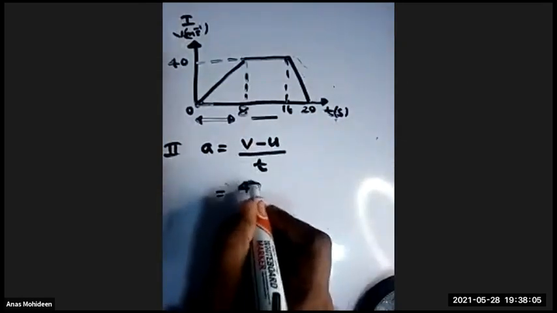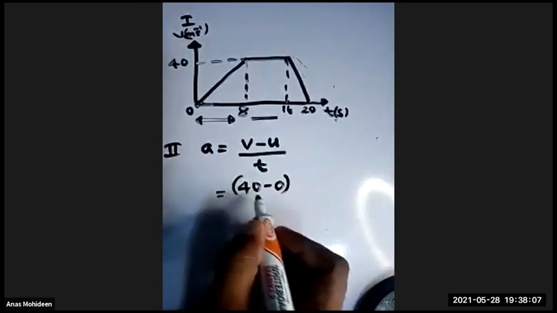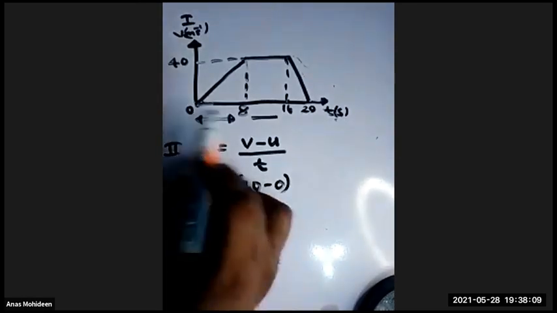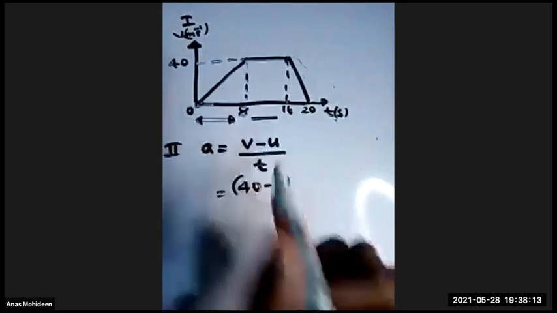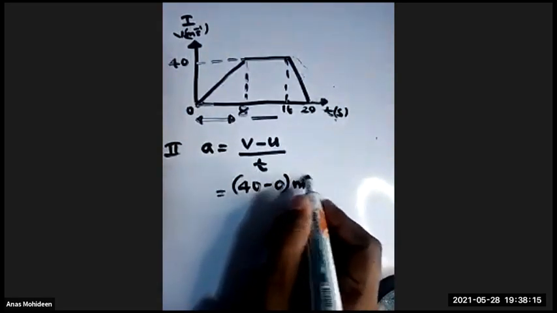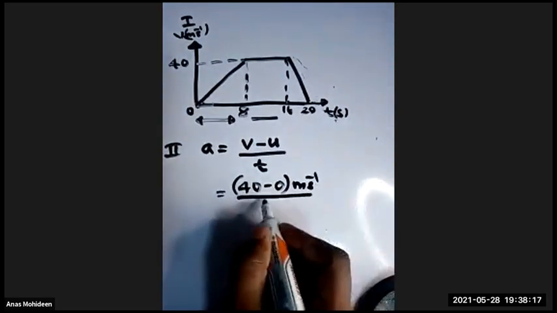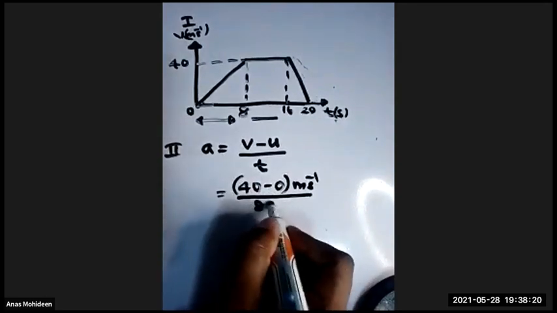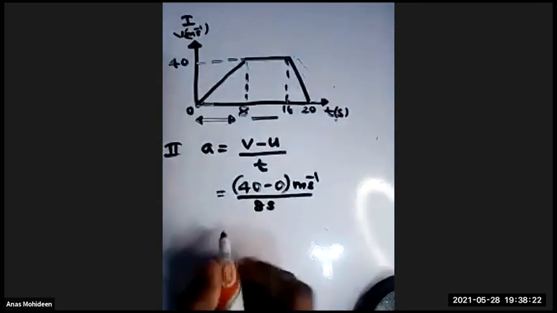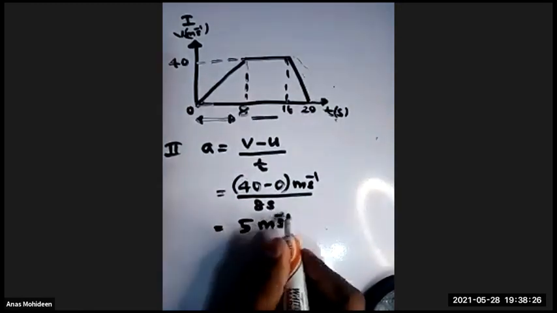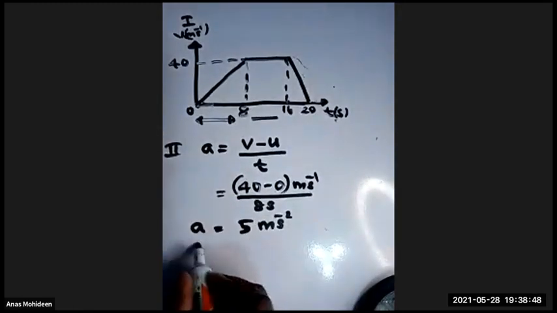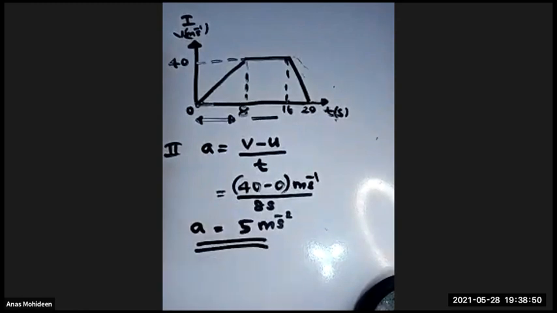Accordingly, 40 minus 0. During the first 8 seconds, final velocity 40 m/s, initial velocity 0, divided by the time taken, 8 seconds. So 40 divided by 8 gives you 5, and acceleration is measured in m/s². Accordingly, the acceleration is 5 m/s².